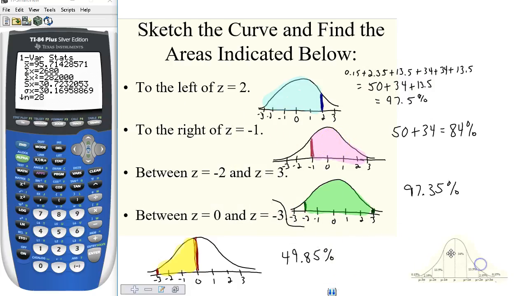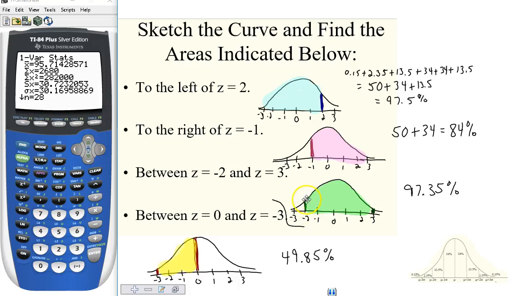Another thing that you can do when you're using the empirical rule is, for example, this says find the area to the right of z equals -1. Well, I know that the area to the right of z equals 0 is 50% because half of the curve is above that. If I add the 34% that I know is between 0 and -1, I get 84%. So it's pretty quick to do that.